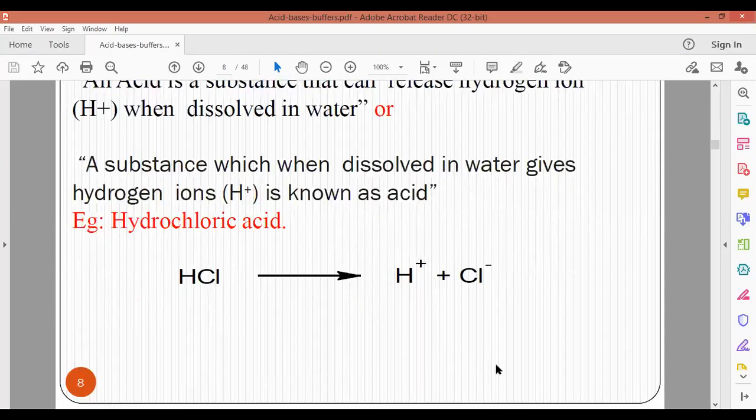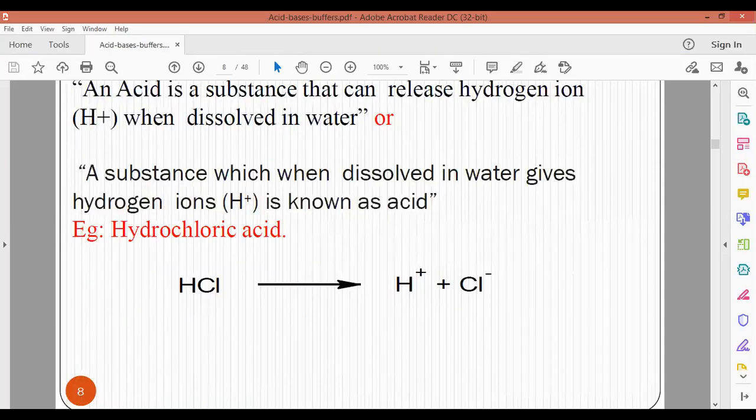Look what we did here: HCl reacts with H2O. The H plus ions must be dissolved in water. They can release hydrogen ions in water. There is a release of H plus ions. So HCl plus H2O, what will they give?